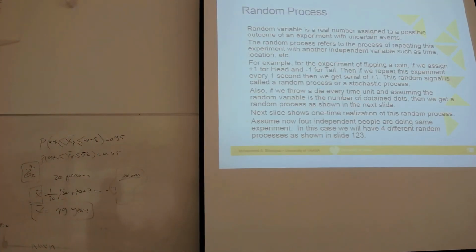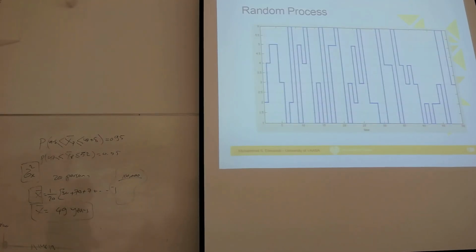It can also be with distance or with frequency. With any independent parameter, we have a process in that case. If we throw a die, then our random variable is the number of dots.